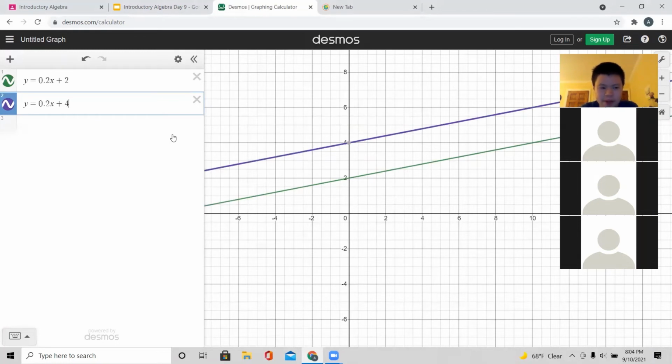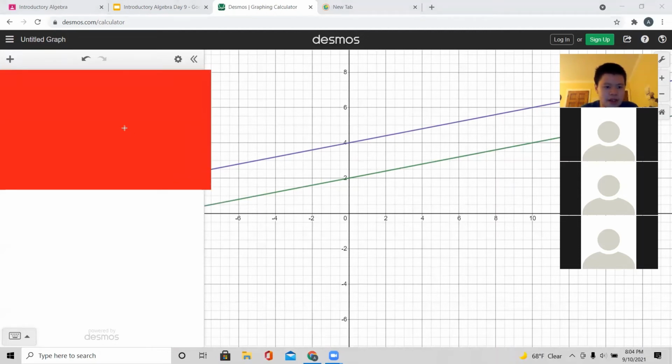Now I mentioned perpendicular lines. So I should do this for now, though I can't see.